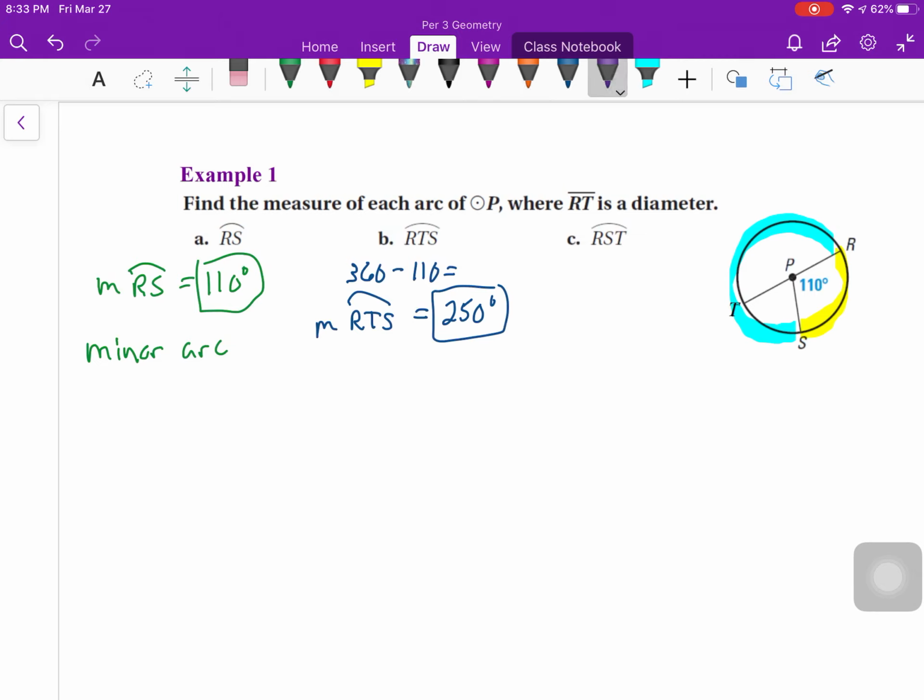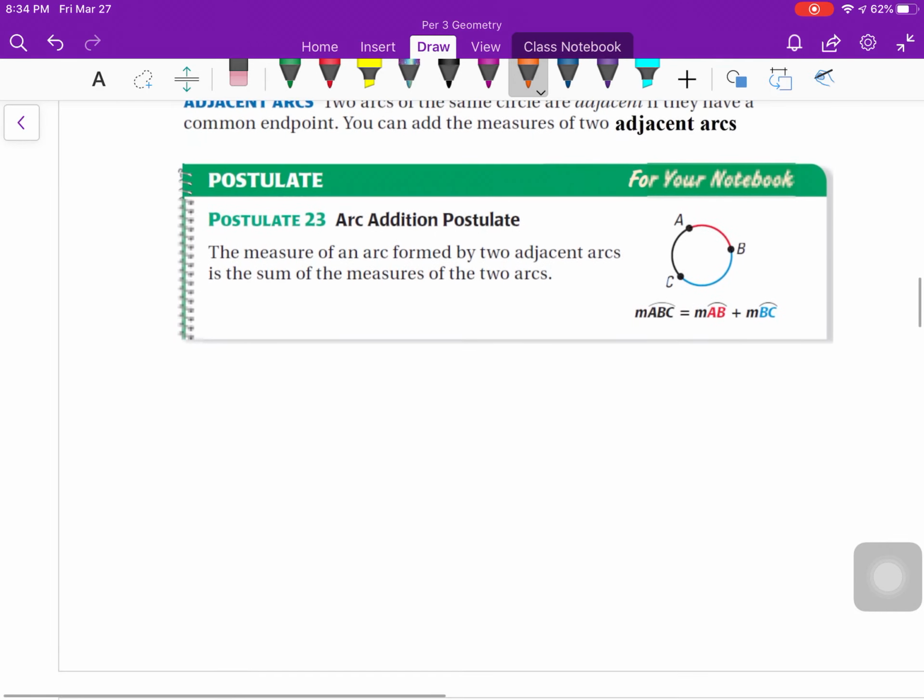And finally, arc RST. Now, once again, the arc RTS was a major arc. But if we look at it, RT is a diameter. So the arc RST would be a semicircle. That means the measure of arc RST will be exactly 180 degrees because it's a semicircle, half of a circle.